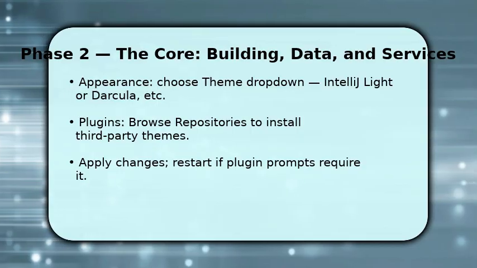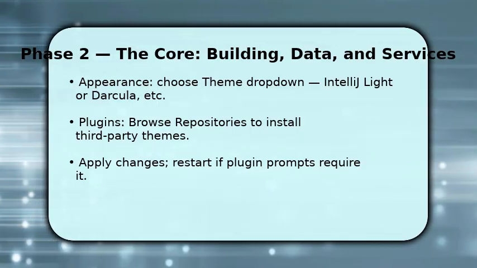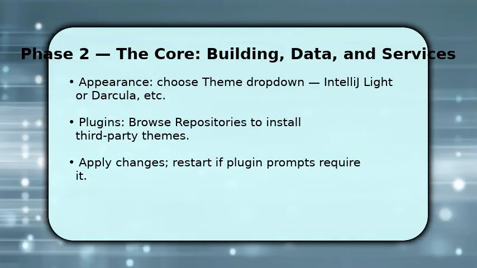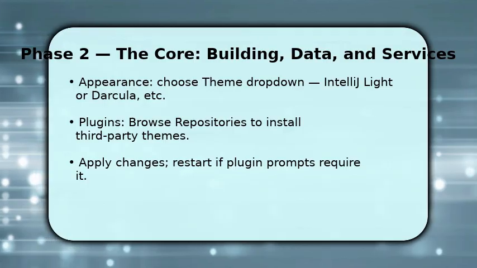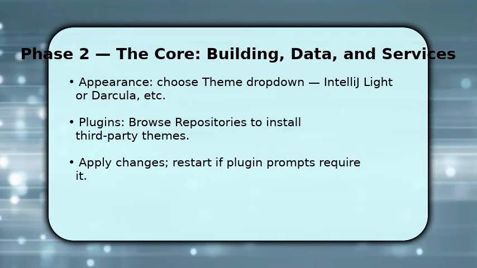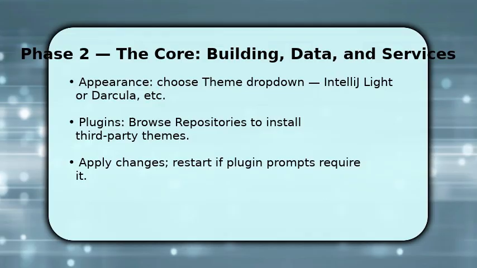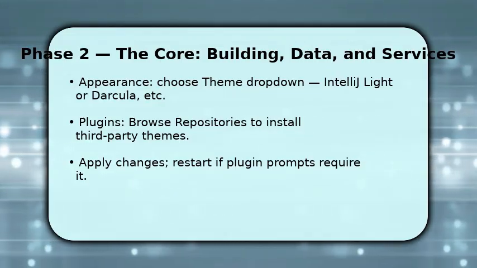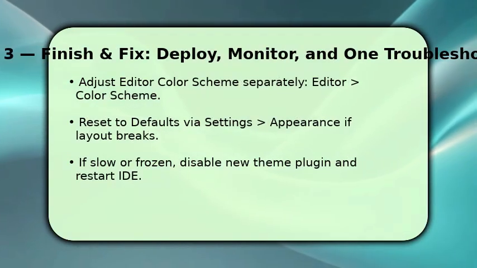If you prefer more options, open Plugins, search the marketplace for a theme, and click Install. Once installed, return to Appearance and select the new theme. Apply the change. Sometimes a restart is required for fonts, icons, or toolbar colors to fully update. Do that when prompted.